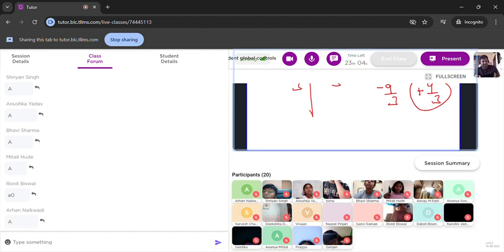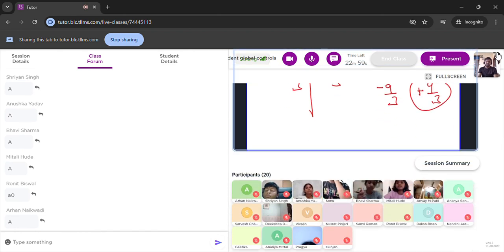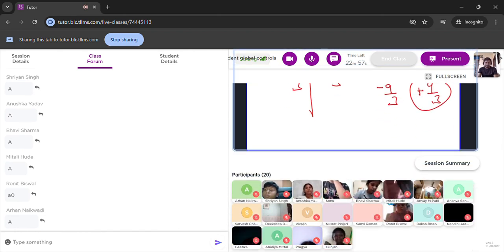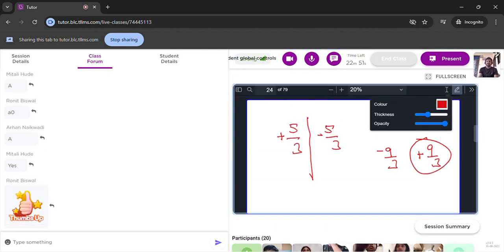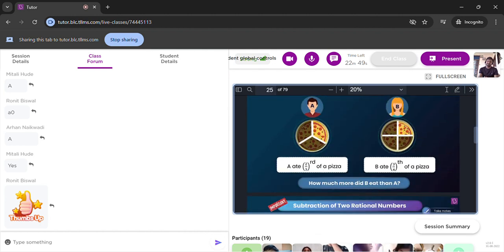Okay, everyone is getting the point. Let me confirm. If you are getting the point, then tell me yes, otherwise tell me no. It is clear to everyone? Okay, it is simple. When a number is positive, then its additive inverse will be negative.